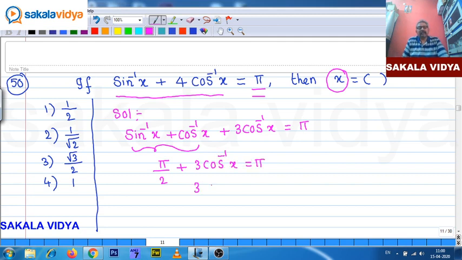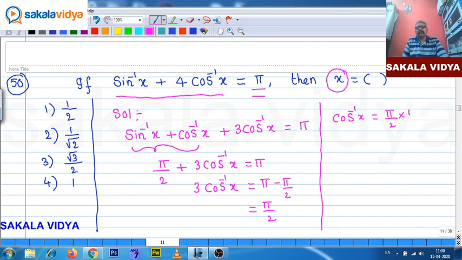So, 3 cos inverse x equals pi minus pi by 2, which will be pi by 2. Now we need to find cos inverse x. Cos inverse x equals pi by 2 into 1 by 3, that is equal to pi by 6. So x is equal to cos pi by 6, which is cos 30. Cos 30 is root 3 by 2. So the third option is the right option.